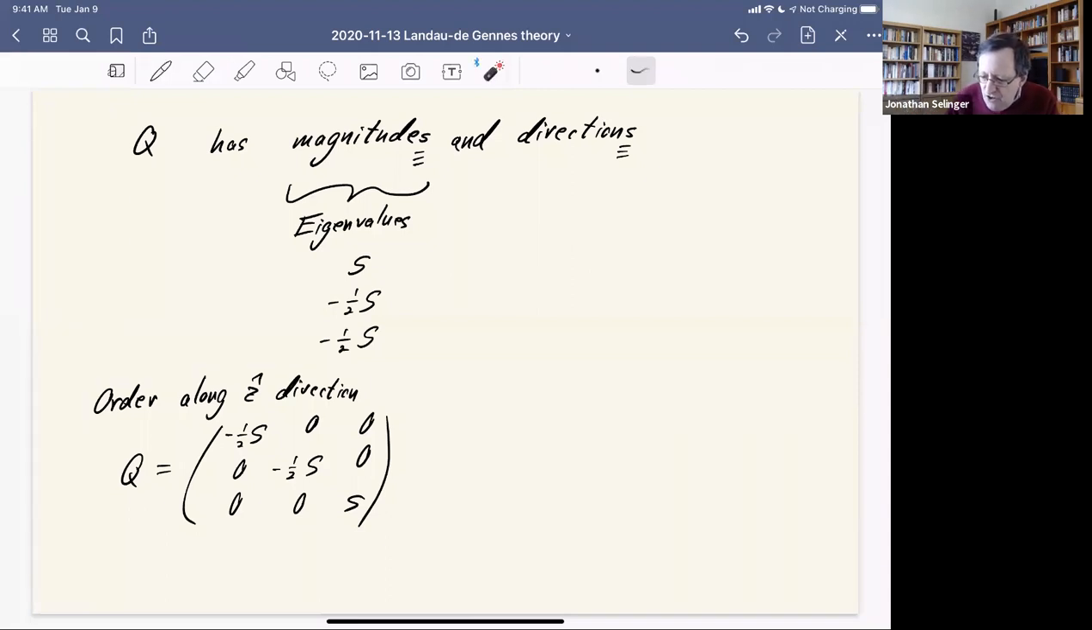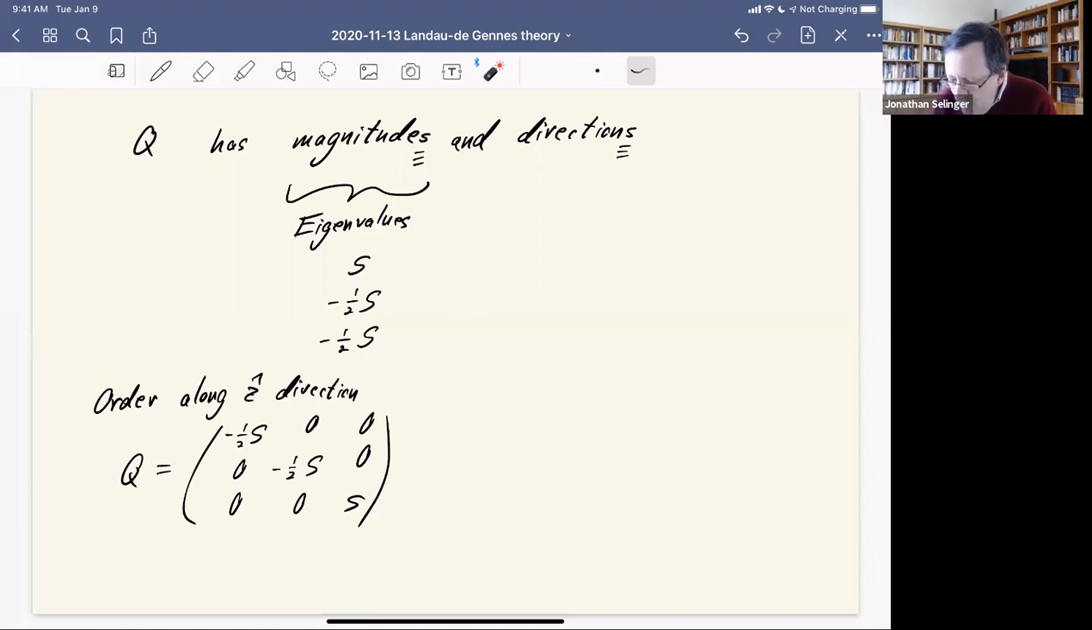So here, it's already diagonal, and the elements along the diagonal are these three things: S, minus 1/2 S, and minus 1/2 S. So these are the three eigenvalues of the Q tensor when order is along the z direction. But if it's true for order along the z direction, it's true for order along any direction, right? This is a statement that doesn't have to do with coordinate systems. So it's true in any coordinate system.